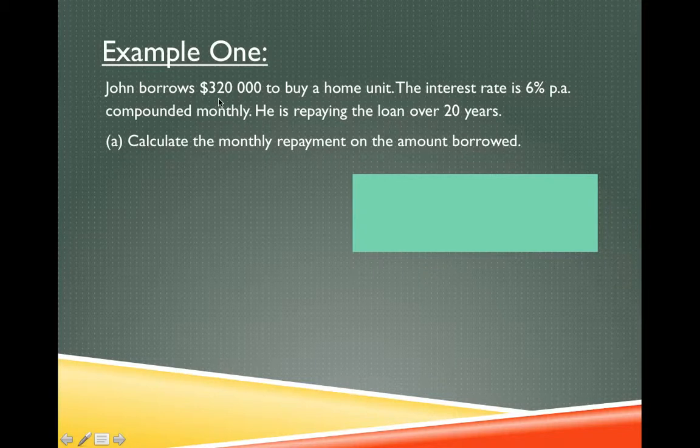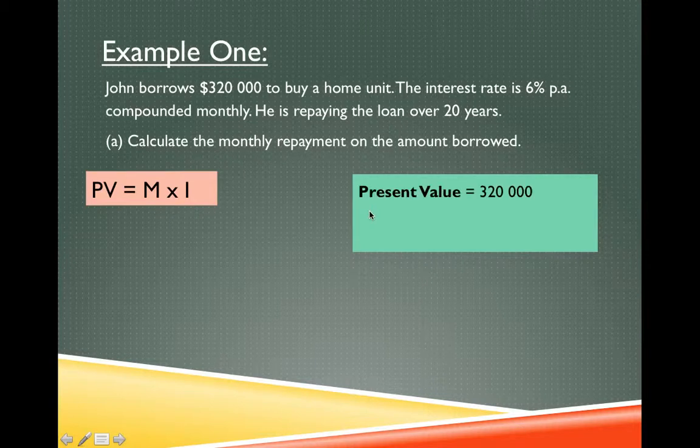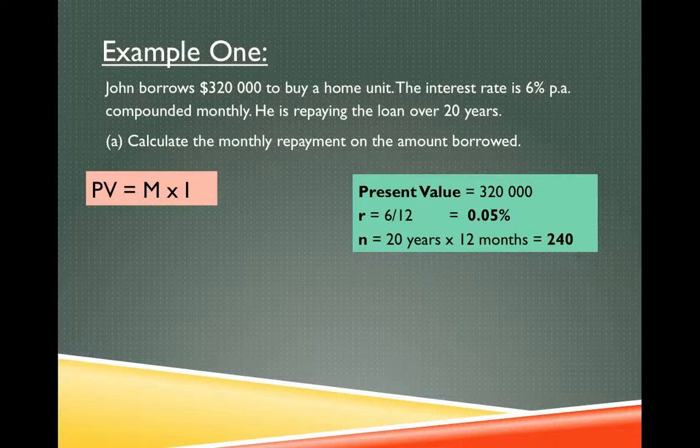John needs this $320,000 now to pay for the home unit. That tells us we're going to use the present value formula and we're going to use the present value interest factor table. The present value is $320,000. The interest rate converted to a monthly rate is 6 divided by 12, which gives us 0.5%. The time period is 20 years times 12 months in every year, gives us 240 months.